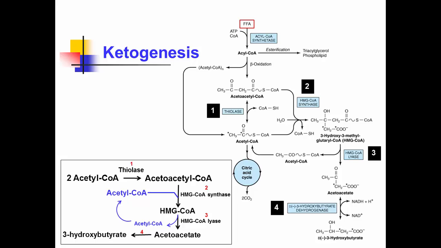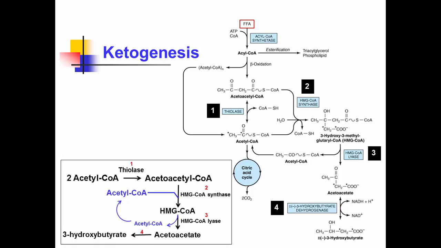And I'm not going to go through this, as it's pretty similar to what's described here. First of all, the condensation of acetyl-CoA molecules to acetoacetyl-CoA, and then an additional acetyl-CoA molecule joins to form HMG-CoA. HMG-CoA is then broken down again by HMG-CoA lyase into acetoacetate, releasing the acetyl-CoA molecule, which is then recycled.